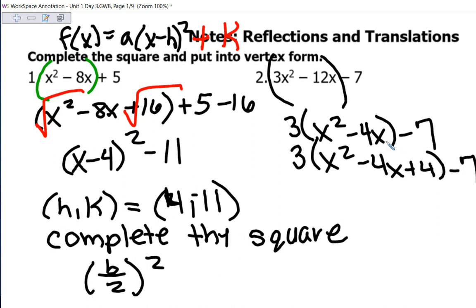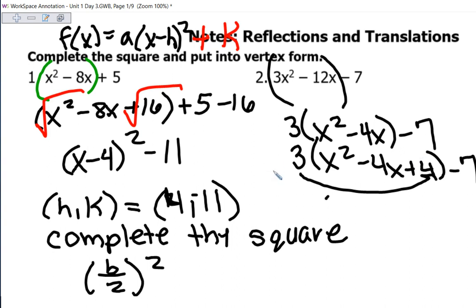Now, I added 4. Actually, did I add 4 here? No, technically I didn't add 4. What did I actually add here? 12. That 3 up front, 3 times 4 is 12. So if I add 12, what do I have to do at the back? What's the opposite of add 12? Subtract 12.